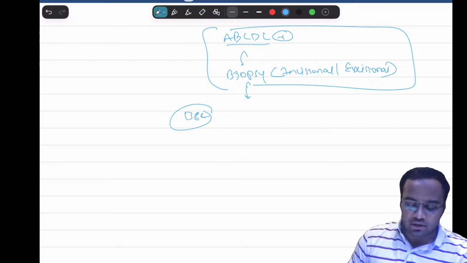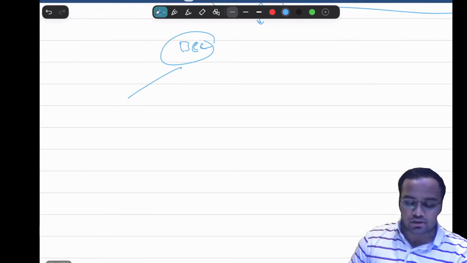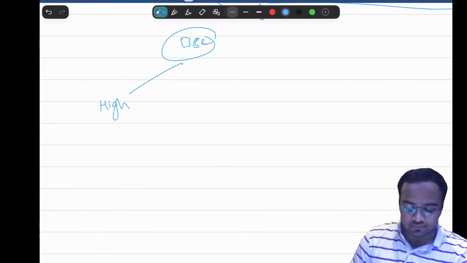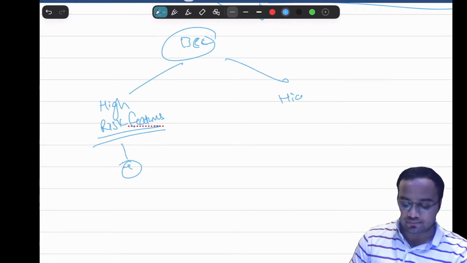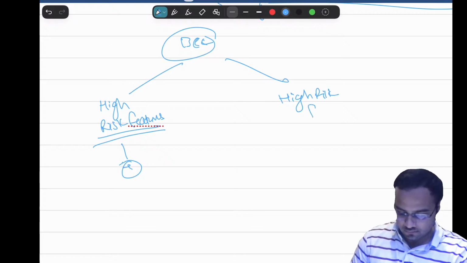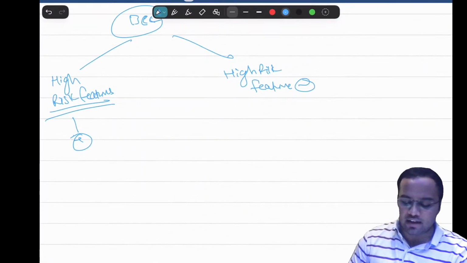Now the pathologist is telling me, sir, it is BCC. So what are you going to do? First, check for high risk features. If present, then what? And if high risk features are absent, you can go for a wide local excision with 4 mm margin.